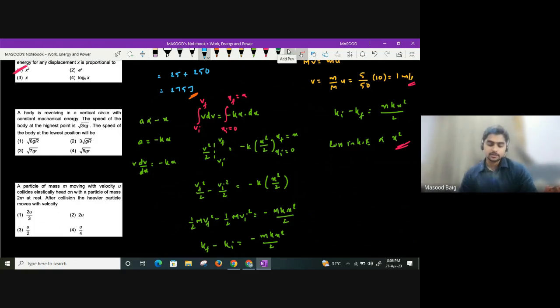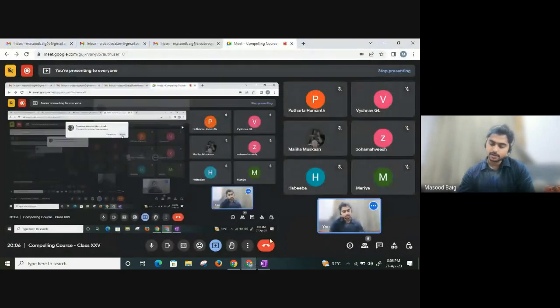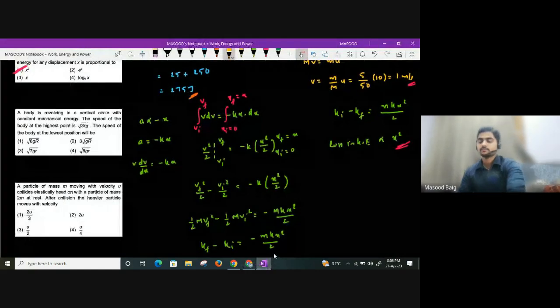Now what they have given: a body is revolving in a vertical circle with constant mechanical energy. They are saying the speed of the body at the highest point is root 3 rg. Then what is the speed at the lowest point? If we take the highest point, what is going to happen?